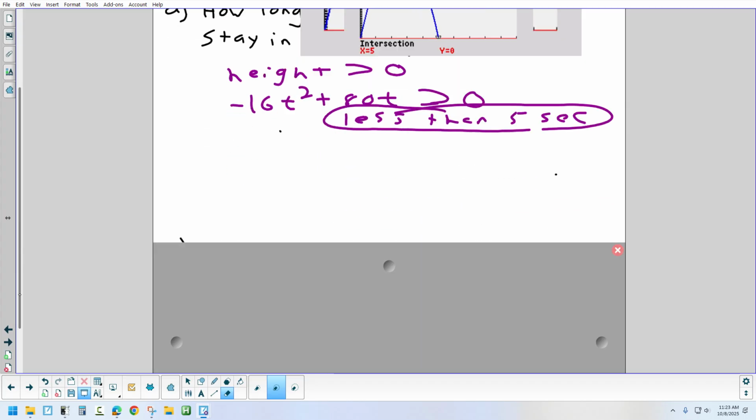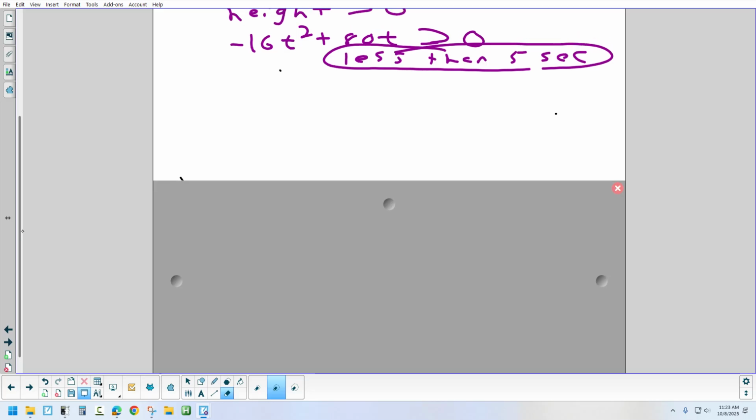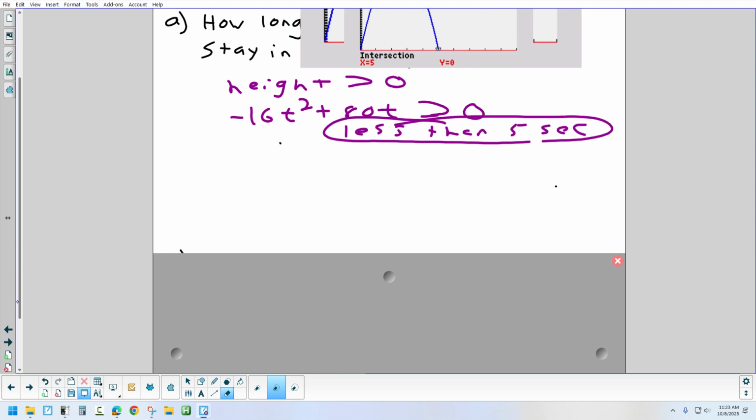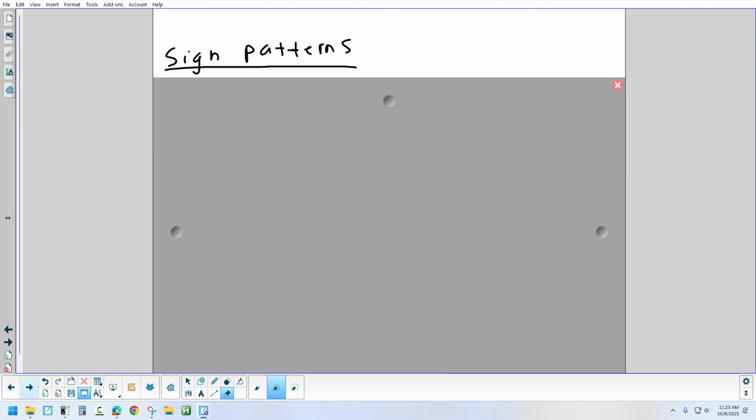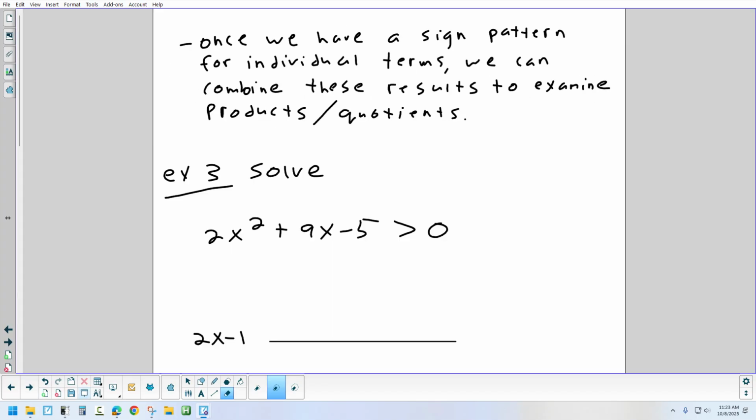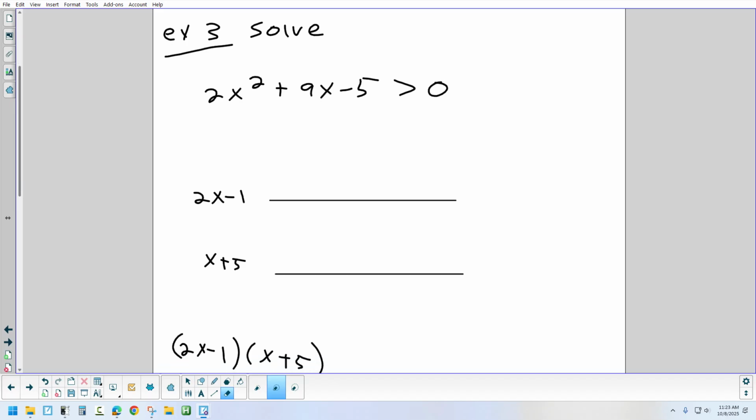Okay, so now, when is the ball at least 64 feet off the ground? We already answered that question. That's a repeat. All right, so that's all we really have to do. You just have to find an intersect between two graphs. Okay, let's do another one. Again, we're not doing it as a sign pattern. Okay, so let's try this one.